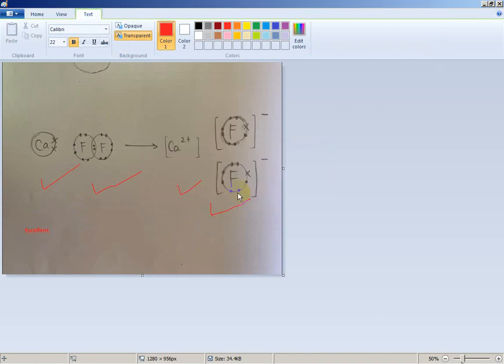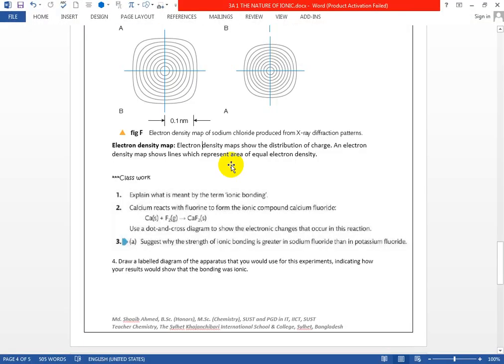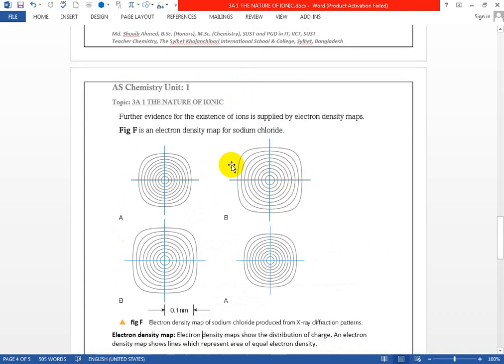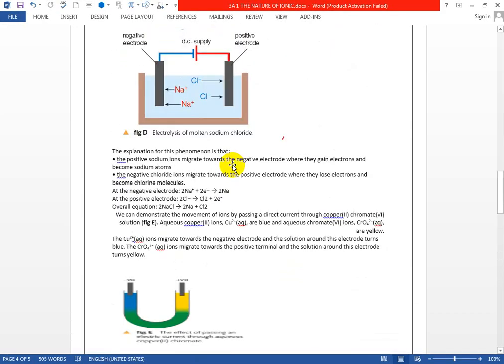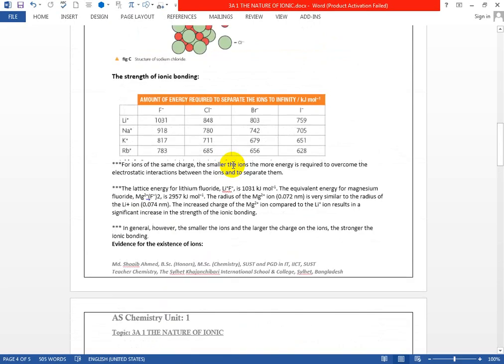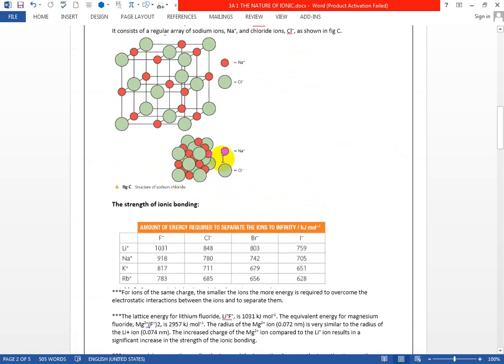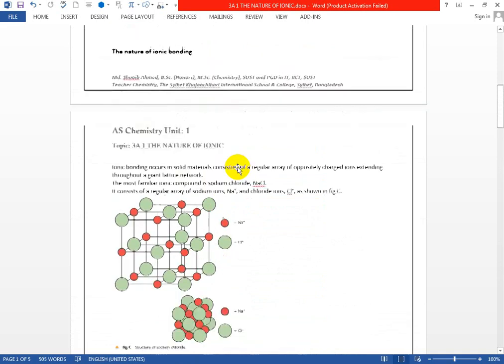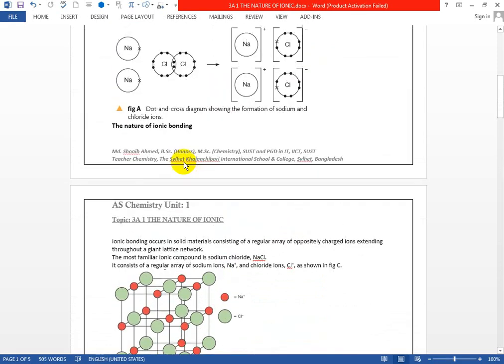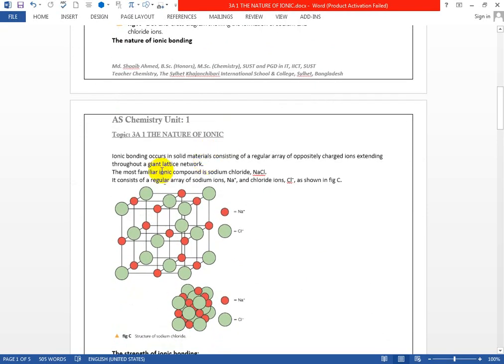Okay, now I am going to today's class topic. Have you seen these things? So, ionic bonding, we have done this: how to write a dot and cross diagram. Now we will go to another topic. Ionic bonding occurs in solid materials consisting of a regular array of oppositely charged ions extending throughout a giant lattice network.